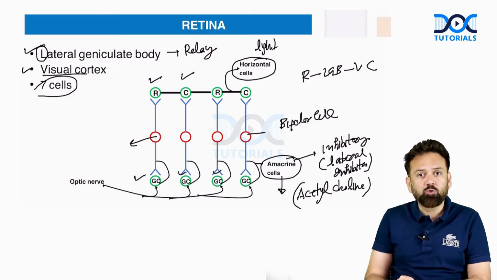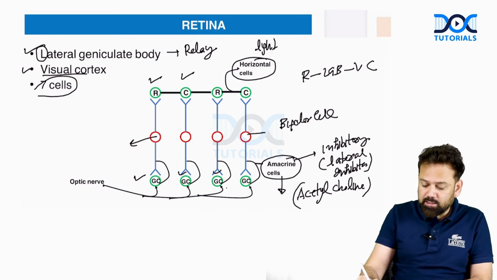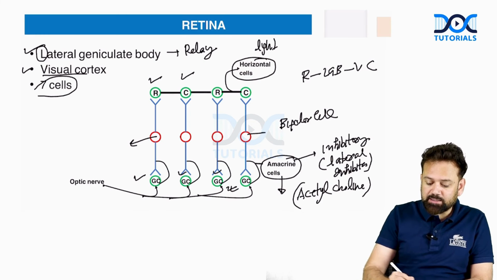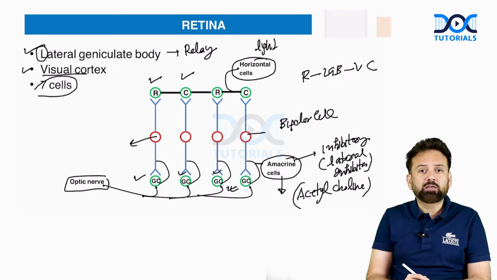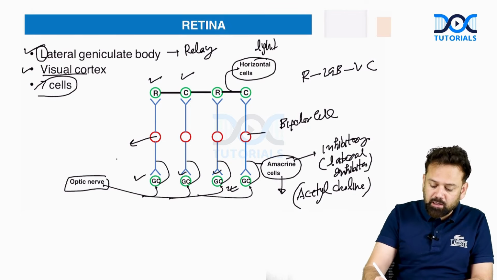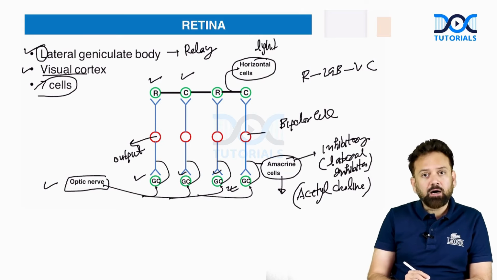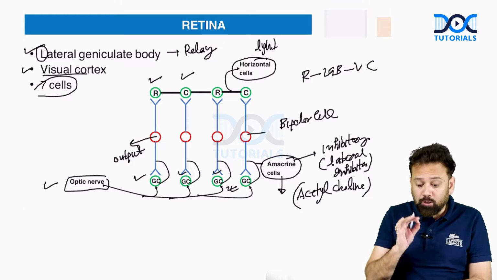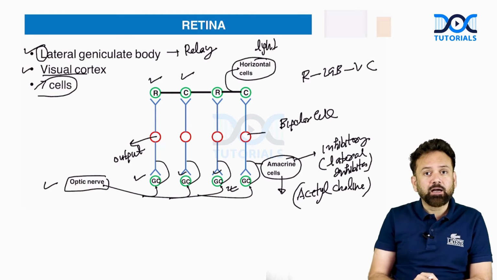By releasing acetylcholine. Now they will ask you, who is the output of retina? Answer is ganglion cell. G cell is ganglion cell. They will form optic nerve. So either they ask you, who is the output of retina, or who is forming optic nerve? Answer is ganglion cells. The only cell that can produce action potential, again answer is ganglion cell.